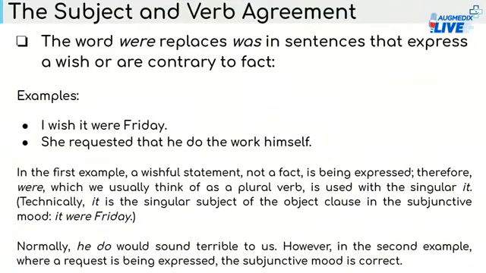In the first example, a wishful statement, not a fact, is being expressed. Therefore, were, which we usually think of as a plural verb, is used with the singular it. Technically, it is the singular subject of the object clause in the subjunctive mood, it were Friday. Normally, he do would sound terrible to us. However, in the second example, where a request is being expressed, the subjunctive mood is correct.